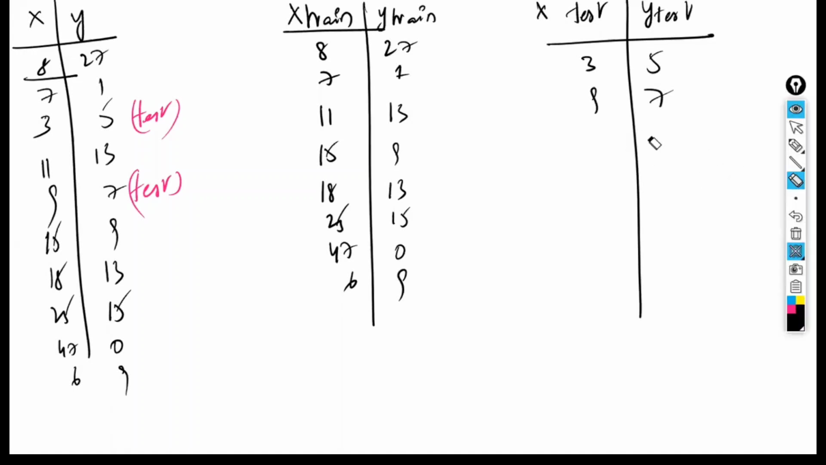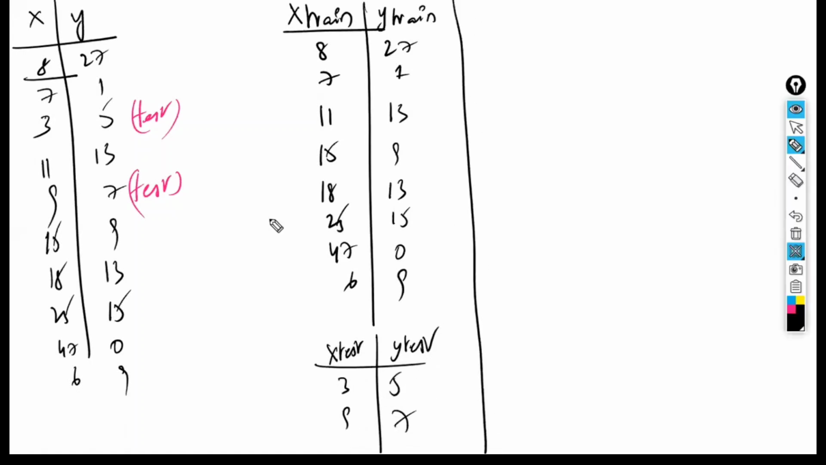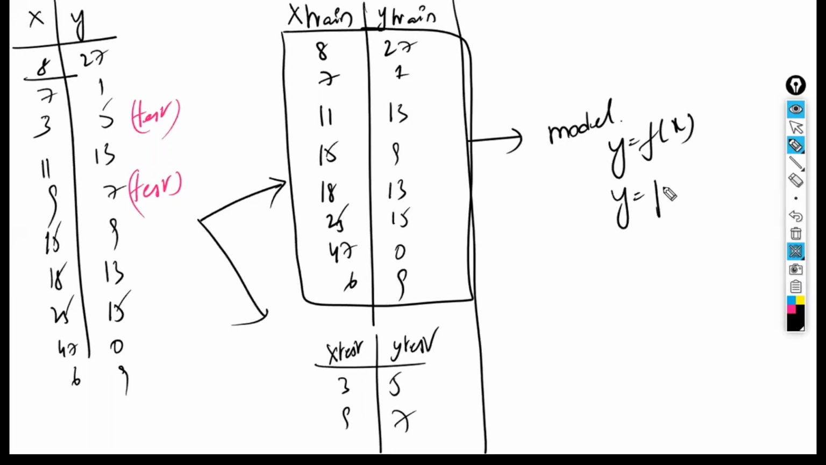Now, after this train test split, whatever I have here, I'm writing the same thing here, instead of wasting space: 3 and 9, and 5 and 7. Now, I have divided the data into 2 parts, for training purpose and testing purpose. Using these 8 records, I'm going to make the model. The model means I'm going to use linear regression, that is y is equal to f of x, and I want the equation in terms of beta naught plus beta 1 x only.